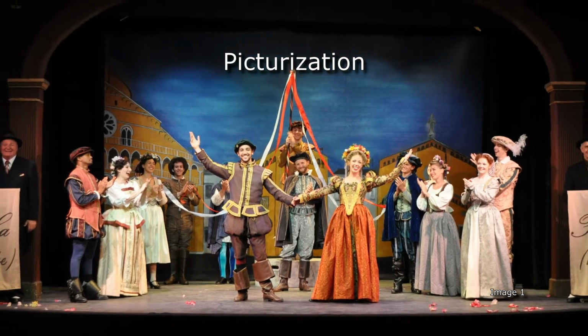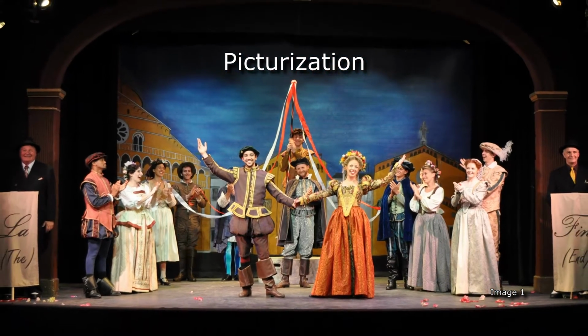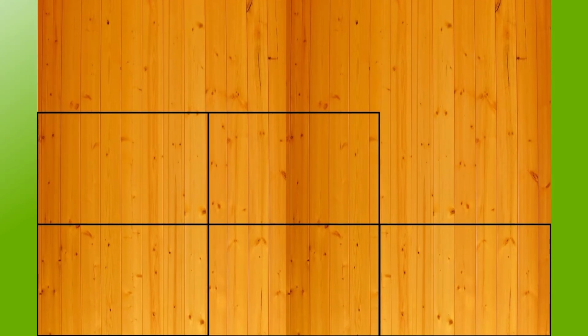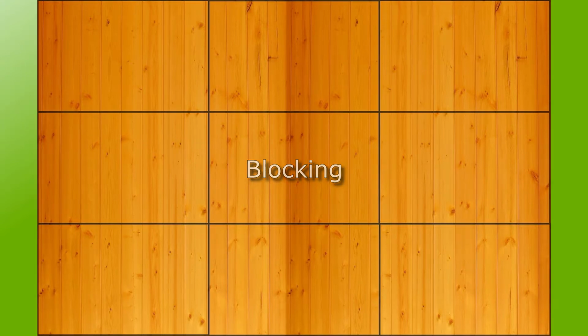Picturization is the process of creating stage pictures behind the picture frame of the proscenium arch. The goal of this convention is achieved by moving actors through a series of 9 blocks on the stage. The common term, blocking, to describe the general movement of the stage, was derived from these stage blocks. Let's begin by learning how the blocks create a stage picture.